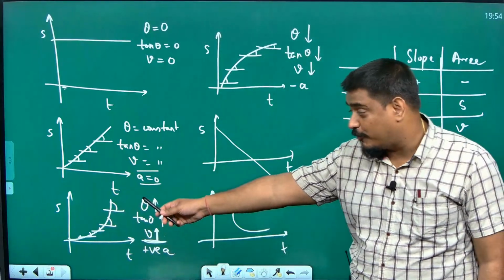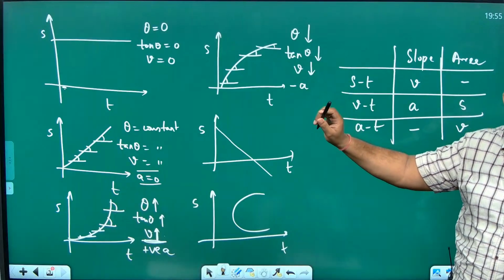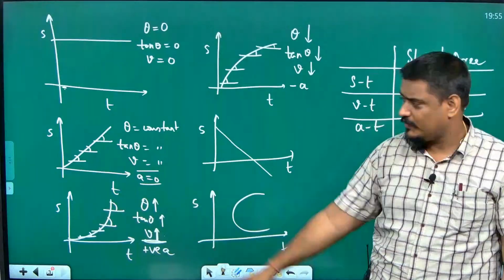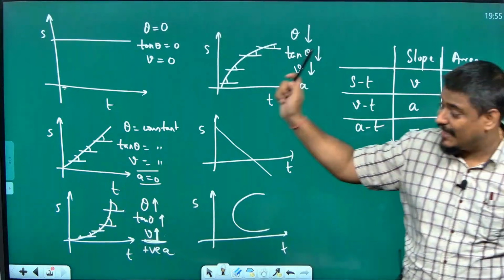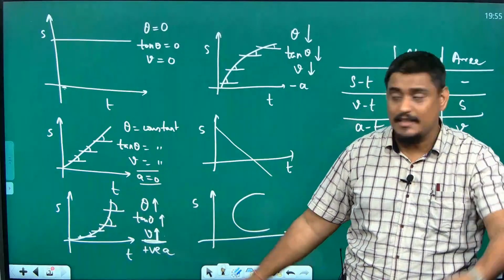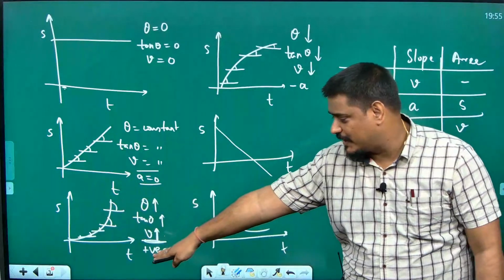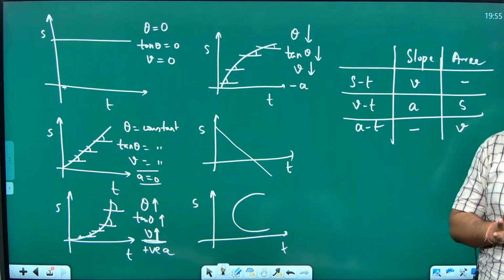This is the graph of acceleration. This is the graph of retardation. But both of them are non-uniform motion. Both are non-uniform motion. But the difference is here velocity is increasing, here velocity is reducing, or positive acceleration, negative acceleration. I hope it is clear to you.